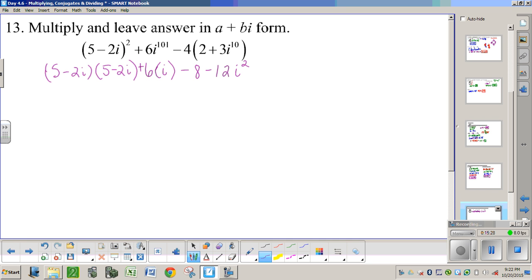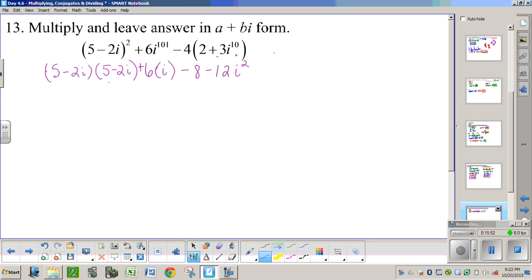Alright, so to recap a little bit, I squared the 5 minus 2i, so 5 minus 2i times 5 minus 2i. I simplified i to the 101st, which simplifies down to i. And I distributed the negative 4, and at the same time, I took care of the i to the 10th, which really simplifies down to i squared.